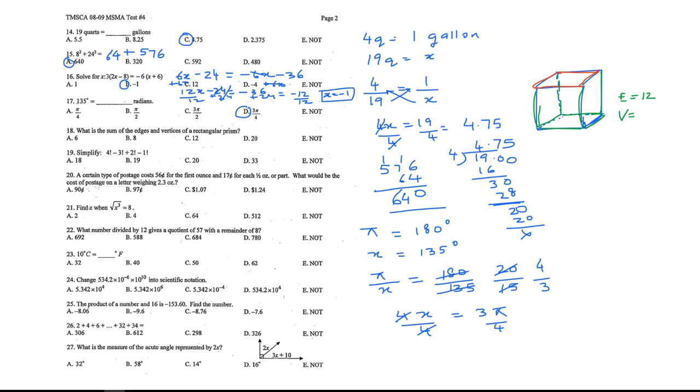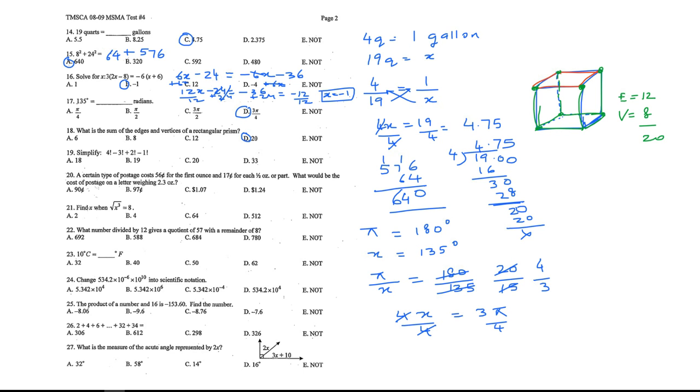Now let's count the number of vertices. Vertices are the corner points, 1, 2, 3, 4, and then 4 at the bottom, 5, 6, 7, and 8. So the sum of edges and vertices is 12 plus 8, that's 20. So let's see if we have 20 as the answer. So D will be the answer.